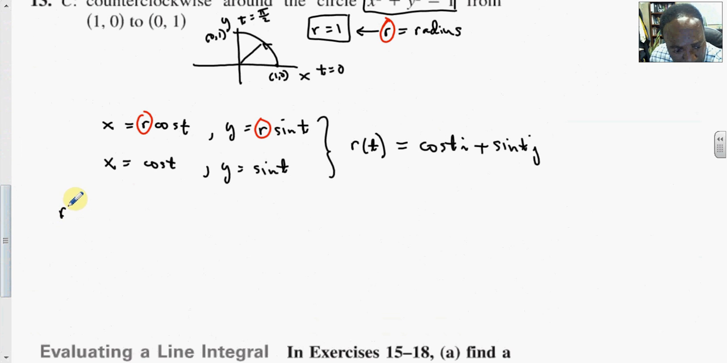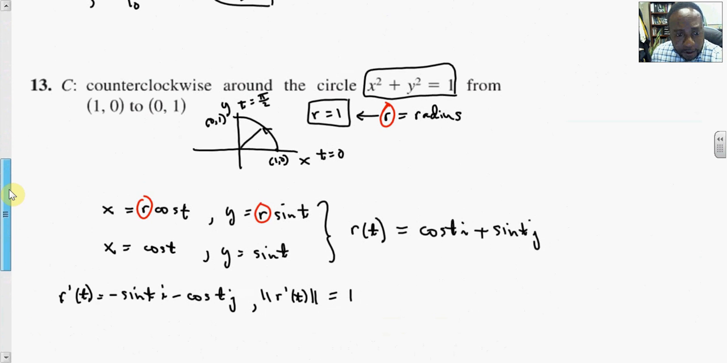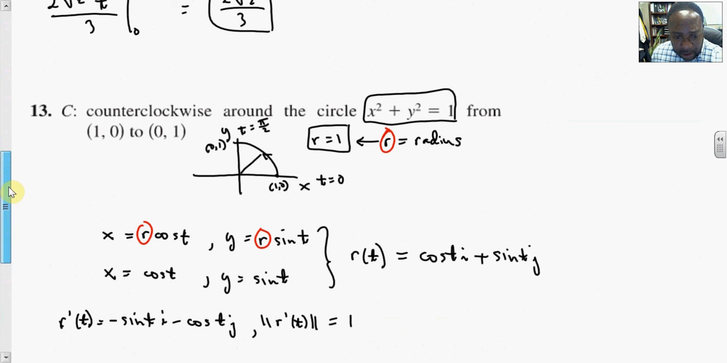So R prime of t is equal to negative sine t i minus cosine t j. Now, what's the norm of that? It's going to be 1, right? So the norm of R prime of t is equal to 1. So we have that. I think we're ready to work.